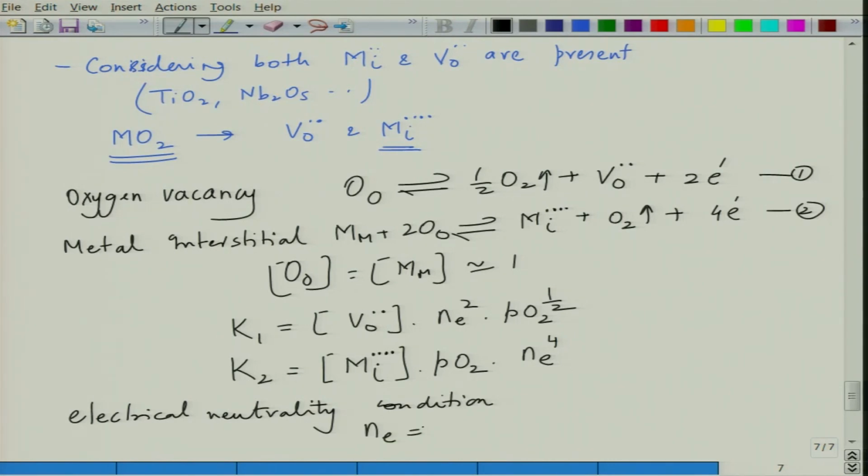Ne will be equal to now 2 VO plus 4 Mi, right, depending upon which one dominates, or it has to be balanced, right. So, this will be the electrical neutrality condition.